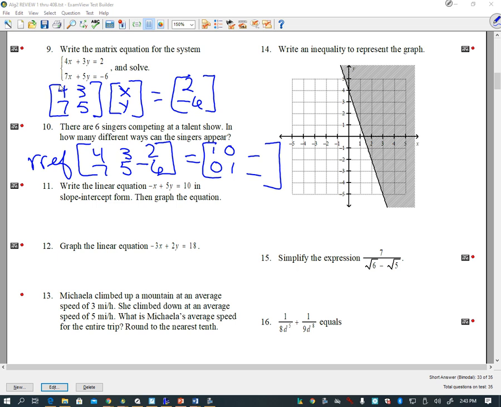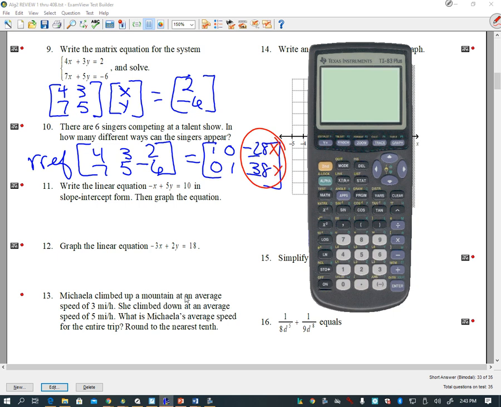Negative 28 and 38. Okay, with these being my answer for x and y. Okay, does anybody need to see that done in a graphing calculator? Okay. All right, so pay attention. You got a graphing calculator on you? Okay, go ahead and grab one if you don't have one.